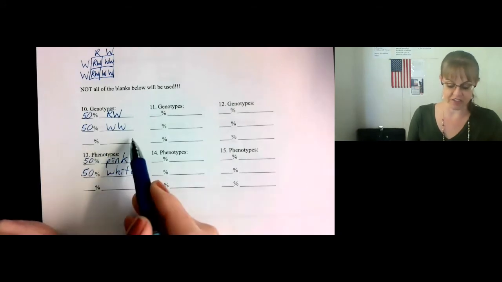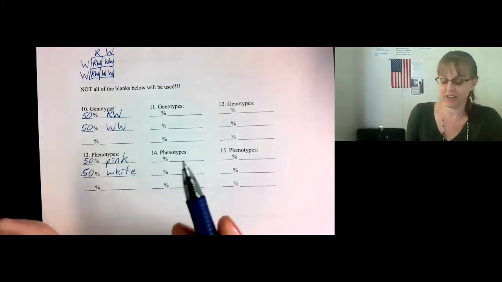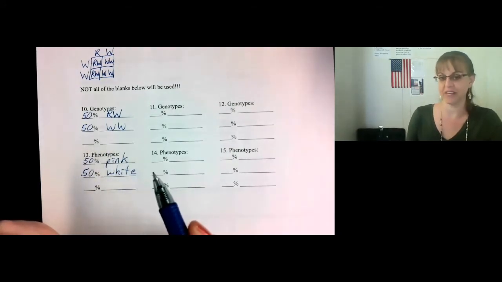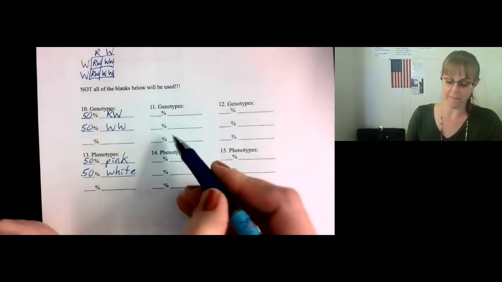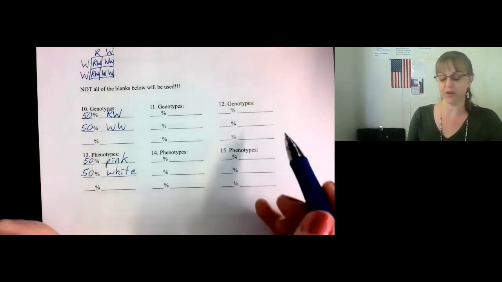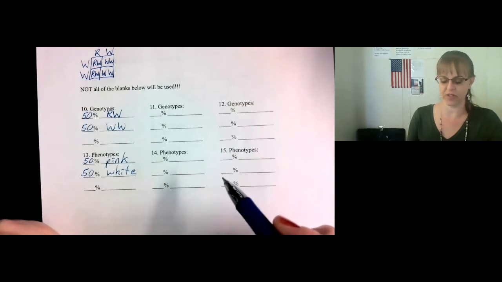Notice I don't need the third genotype because there isn't a third genotype in this particular problem. But in one of the next two, there will be three. The other one, there won't be as many.